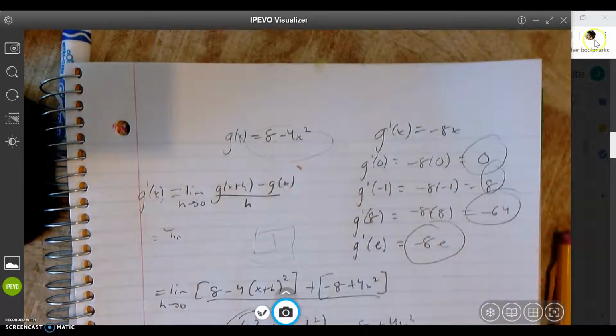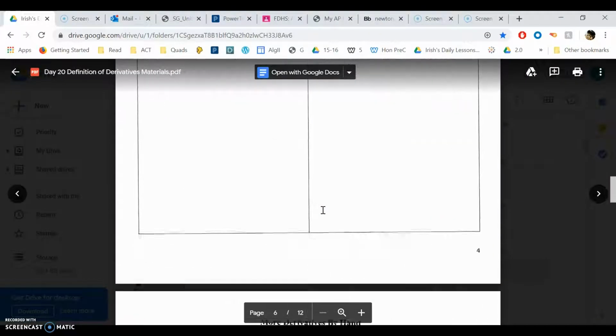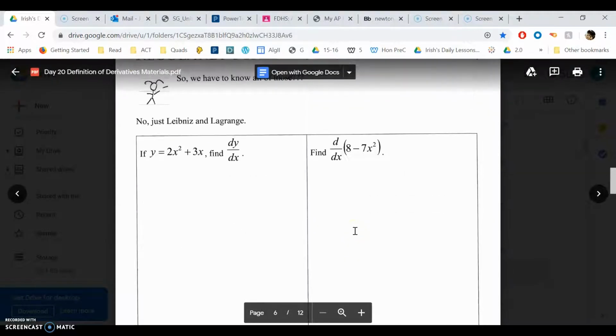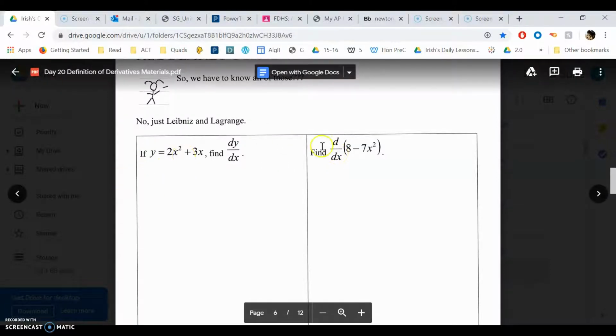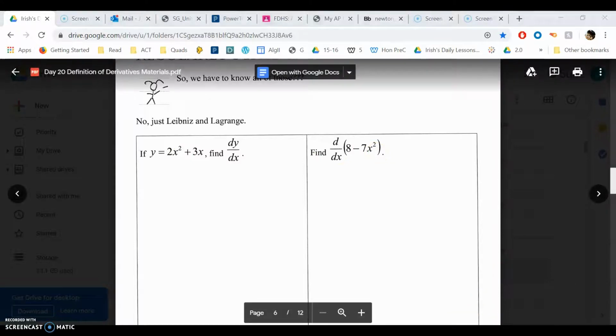Good work, everybody. Now I want you to see if you can do this right here. See if you can get these. This means find the derivative. d dx means find the derivative. Okay? So find the derivative of this and find the derivative of this. See if you can get it. Nice job, everybody. Good work. Answers will be on the PDF.